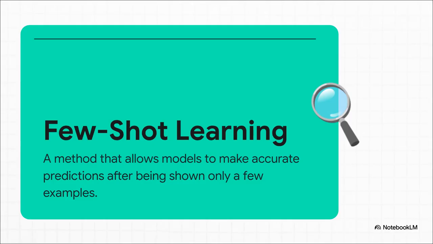Our second power-up has a kind of fancy name, few-shot learning. But don't let that fool you. It's a really simple idea. Show, don't just tell. For instance, instead of just asking an AI to write a positive product review, you'd give it 2 examples of positive reviews first. It's amazing how fast it learns the style you're looking for from just those few examples.